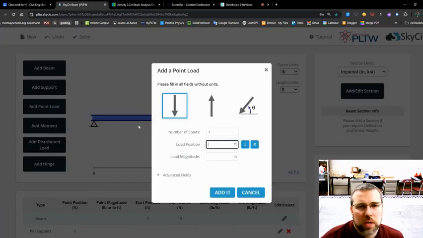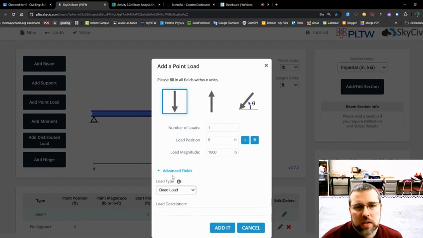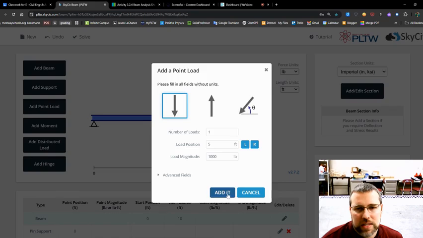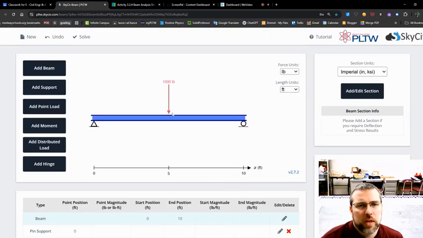So let's add a point load. So now this is pointing downwards, number of loads 1, load position. So if left is 0 and right is 10, I'm going to put it right in the middle. So I'm going to make that a 5, and that'll put it right in the middle. And the load magnitude, so how many pounds this is. Let's make it 1,000 pounds. Okay, and in the advanced fields, you can make it a dead load, you can make it a live load, wind load, roof load, rain load, snow load, all kinds of stuff. Let's just keep it a dead load right now. We don't need to get fancy yet. Let's add it. All right, so there's my point load right in the middle.